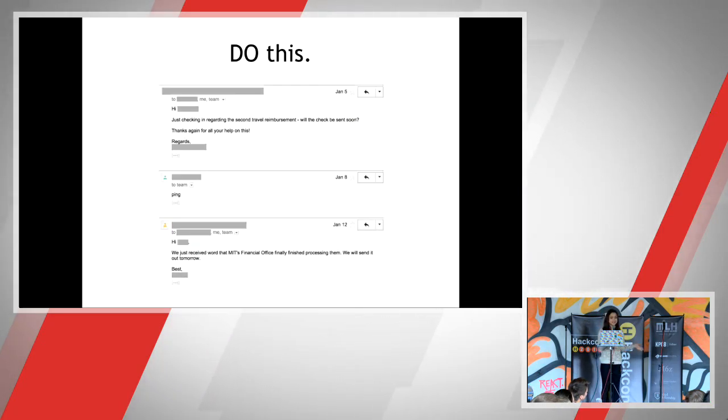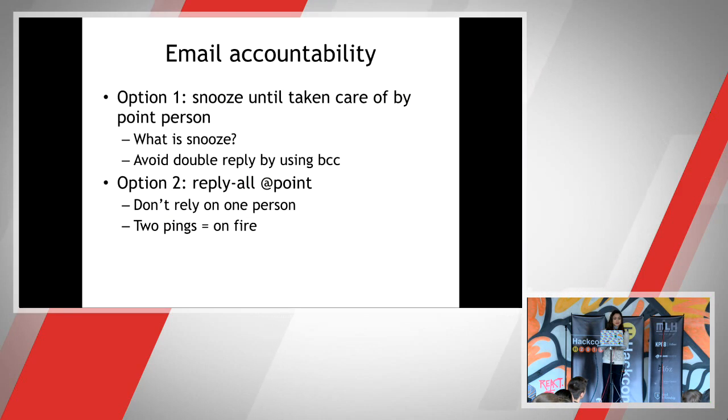Instead, here's an example of a ping used effectively. Someone emailed into the team asking about prizes. The point person didn't reply. And so one person on our team sent a reply all ping to team only, and then someone followed up later. Which brings me to email accountability.